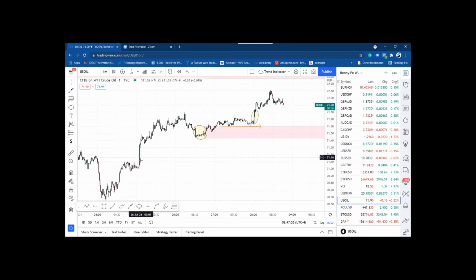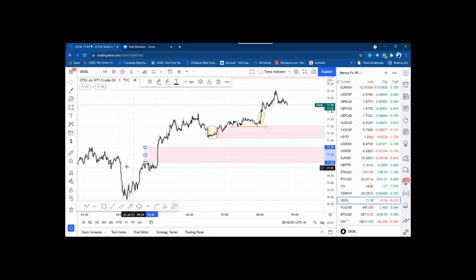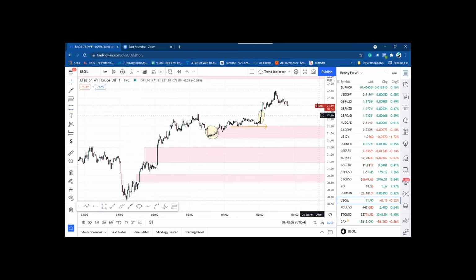Wow, below there, there's another gap. Oh, look at this big gap here. And then trade order here again. Oh my God, another gap. Oh, wow.